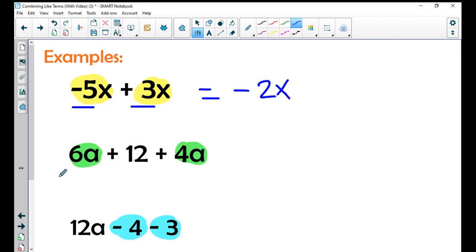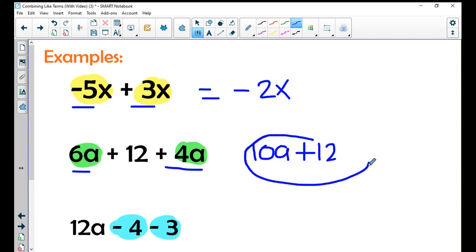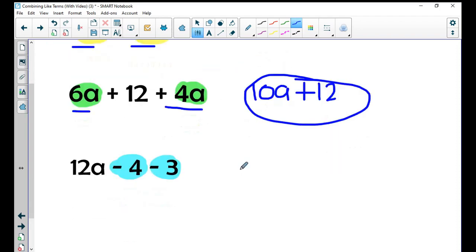In this second example, we have two like terms. We have 6a and 4a. So we combine those together. 6a plus 4a equals 10a. And then we have a constant term that doesn't have anything that's like it. So we just keep it separate and put down plus 12. So these two terms combined together give us 10a, and so our new expression is 10a plus 12.